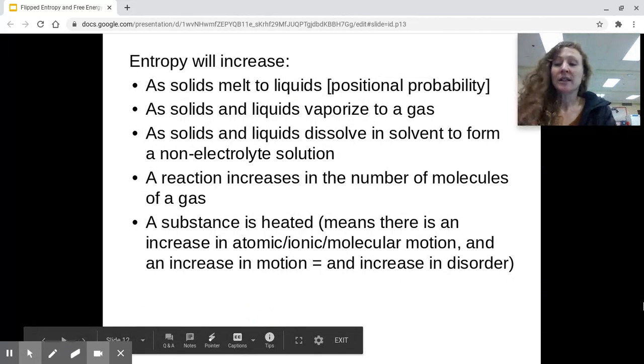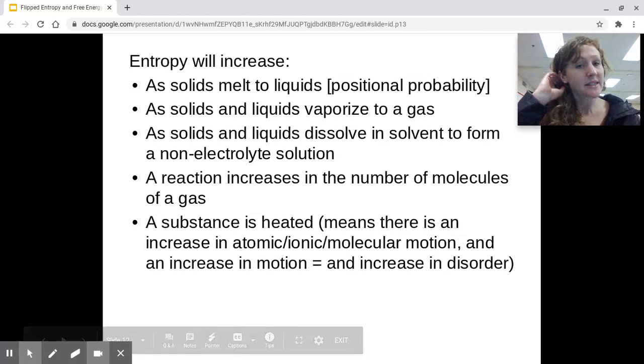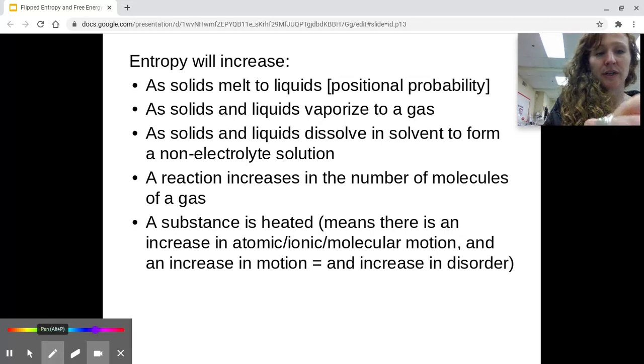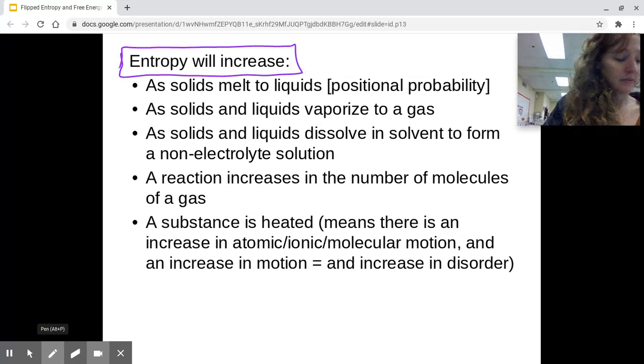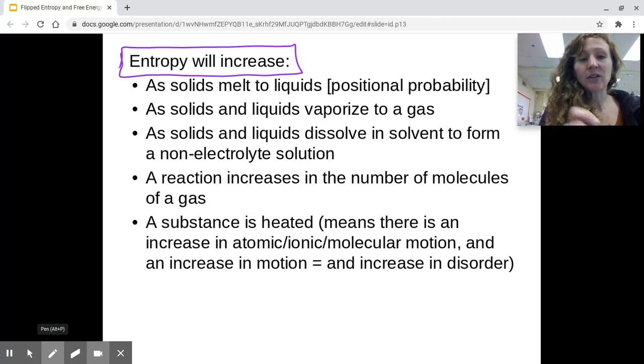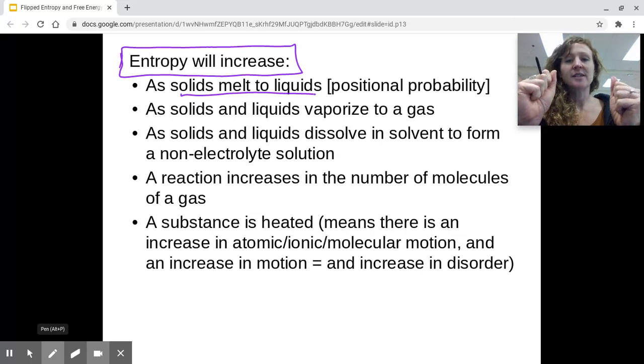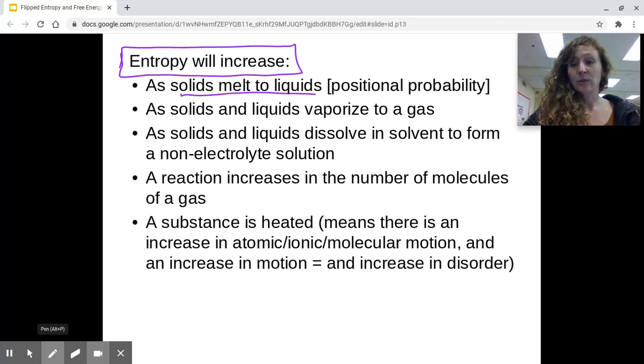All right, so let's look at this in terms of specific contexts, specific situations. So entropy will increase as solids melt to liquids. Thinking about this in terms of positional probability, right? If you give solid water enough time to lock into place, these water molecules are going to lock at a very specific distance to one another. They're going to lock at a very specific orientation to one another.